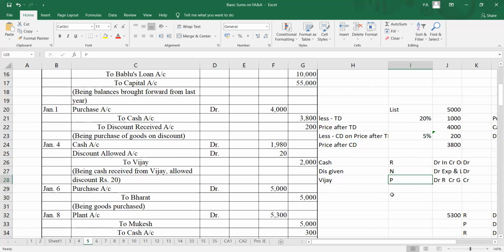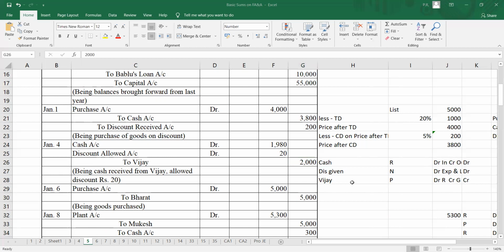And Vijay is the person who is giving us the money. So it is debit the receiver, credit the giver. Vijay is the giver of money. So we say credit Vijay. So entry will become what? It will be cash account debit, discount allowed account debit to Vijay account. 1980 that we received, 20 rupees of discount allowed, and the total of them is 2000 rupees. So this was the entry for the transaction of Jan 4.